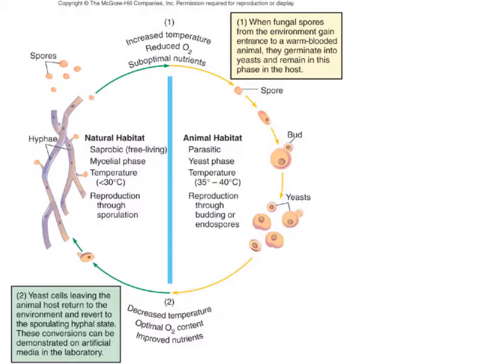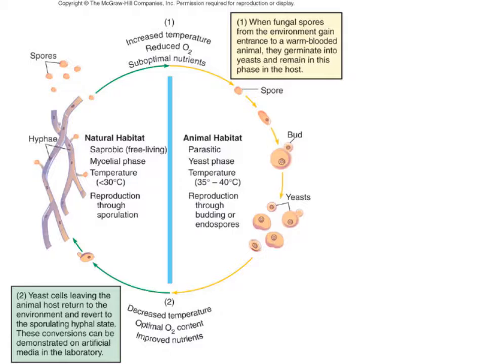Now again, I just want to emphasize the nature of temperature, and when the fungi spores are from the environment and they are getting into the warm-blooded animals. And this is how the whole cyclic nature happens in terms of either an animal habitat or a natural habitat.